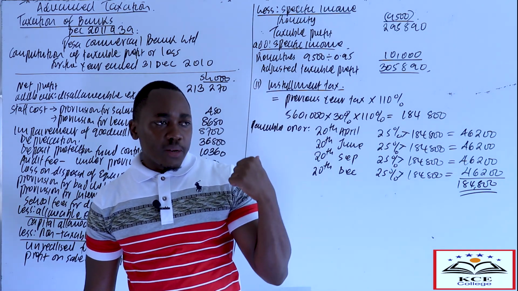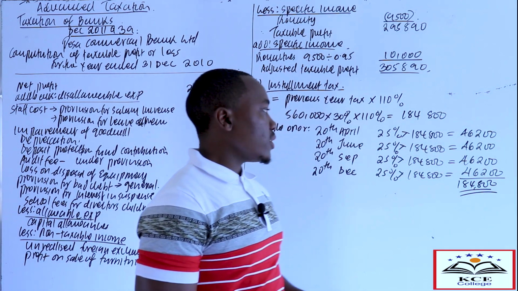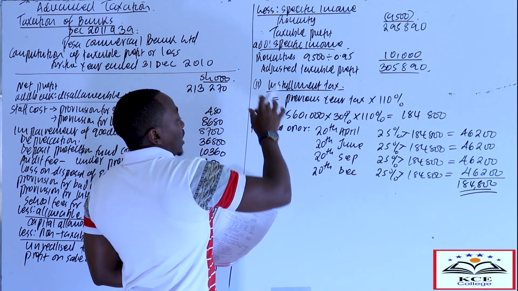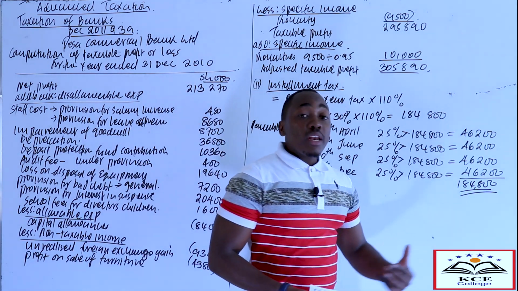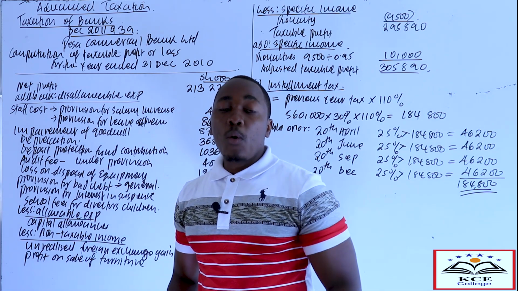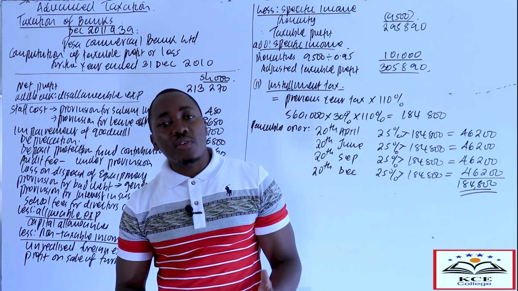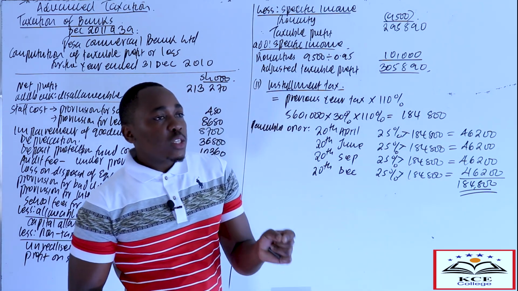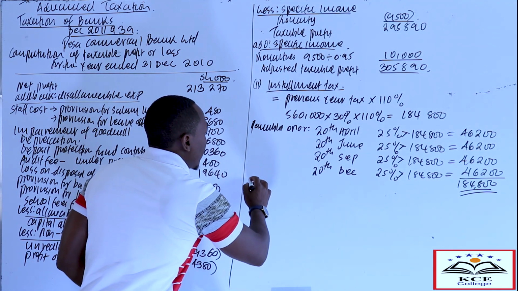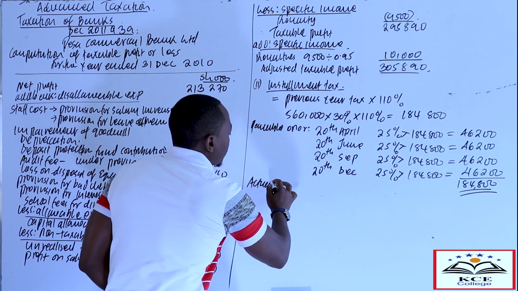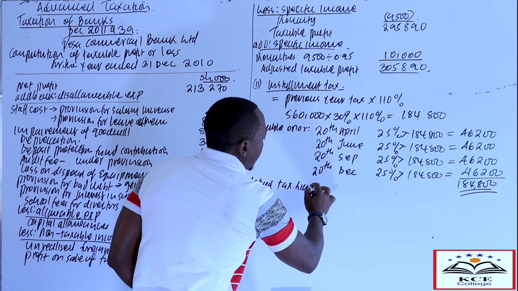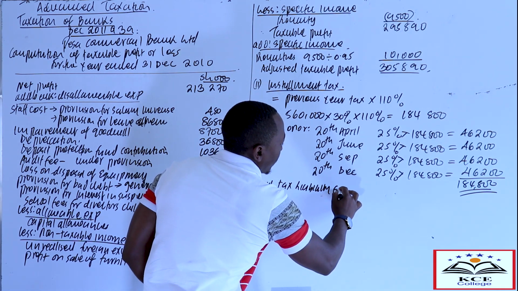But now, this is not part of the question. How are they supposed to determine how much has to be paid? You see, this tax you are supposed to have already paid before the year ends. Now, once the year ends, you prepare the financial statement for that period, then you determine the actual tax liability. So how much was the actual tax liability for the period?